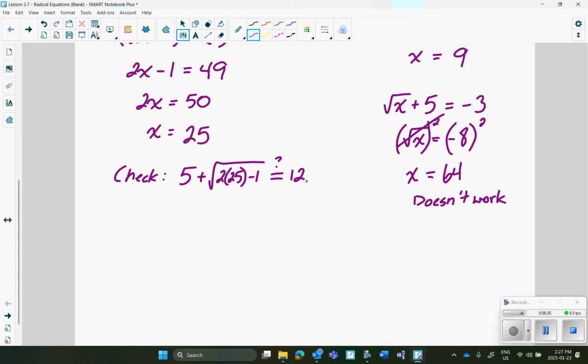Yeah, so let's do this. 2 times 25, 50 minus 1, square root, plus 5, 12 equals 12. We're good. Good solution. Works. Okay, so that's all you do for these things. Get the square root by itself, square both sides, solve what's left, and check the answer. But of course, it's not going to be just that.